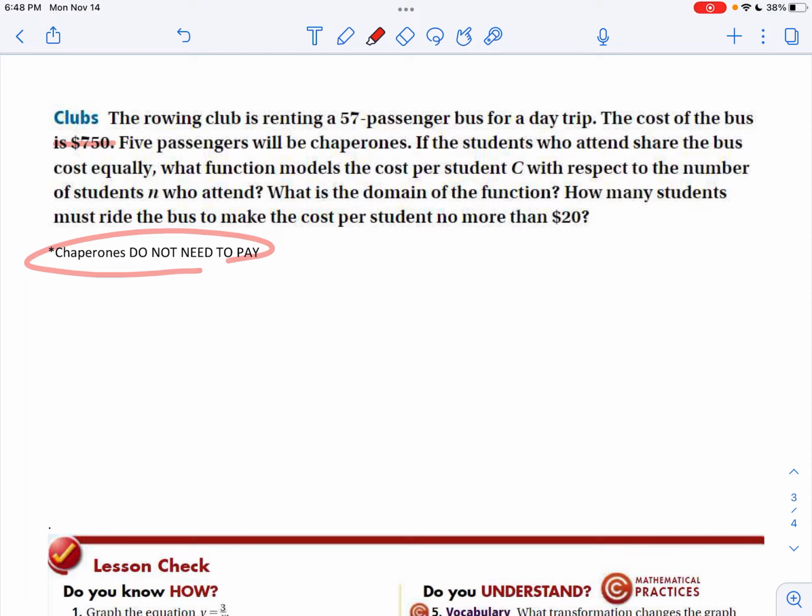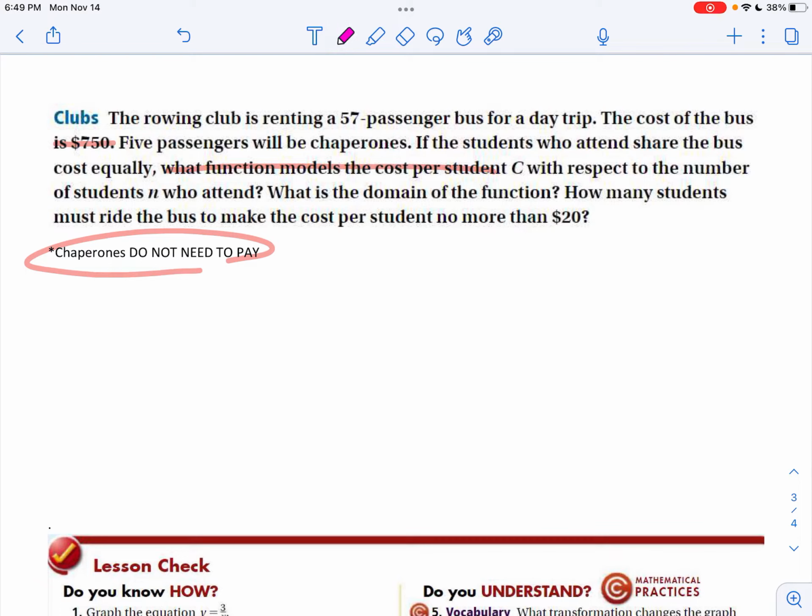So when it asks what function models the cost, just so you guys know, that's asking you what's the equation. It's going to be the cost per student C, with respect to the number of students N to attend. What is the domain of the function? How many students have to ride the bus to make the cost no more than $20?